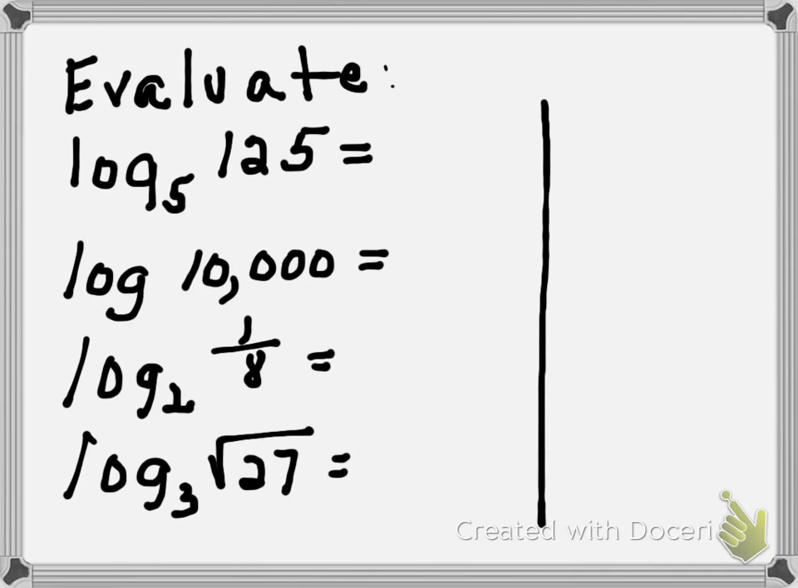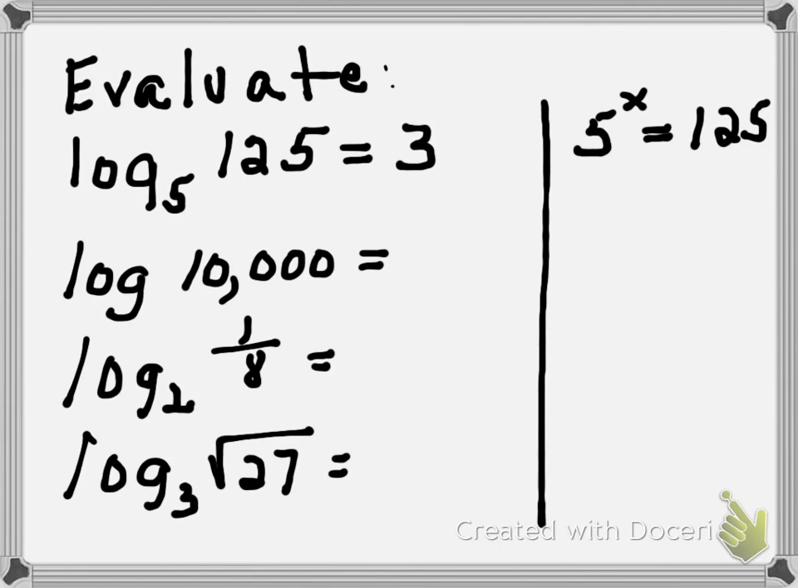So let me take and write them in exponential form. So the base is 5, raised to what power is equal to 125. Now what you can do is take 125 and break it down into 5 as the base. 5 to what power would give you 125? And 5 times 5 is 25, times 5 is 125. So the power to which you're raising 5 is 3. So 5 to the 3rd power is equal to 125.